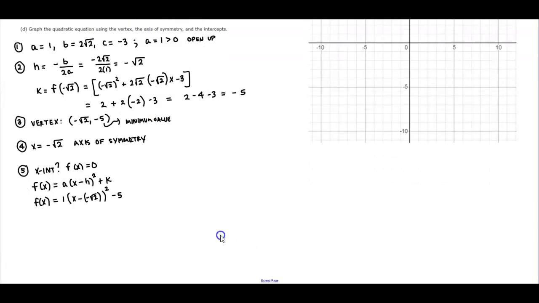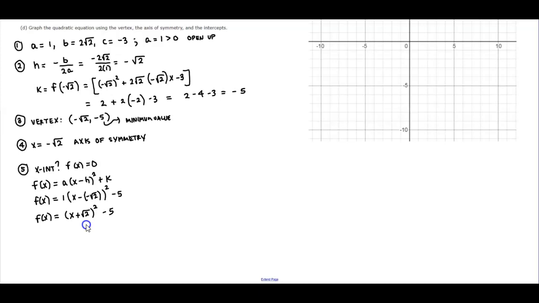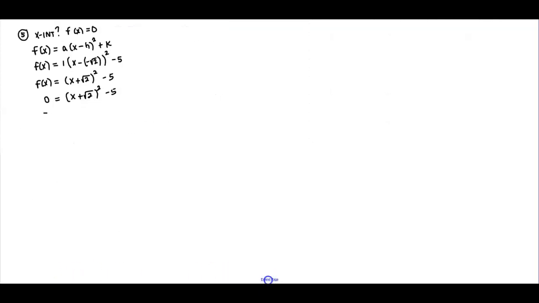So let's go ahead and finish that part again. We have f of x equal to 1 times x plus the square root of 2 squared minus 5. And now recall that we want to let f of x equal 0 to find the x-intercepts. So therefore, 0 is equal to x plus the square root of 2 squared minus 5. So if we add 5 to both sides, then we get x plus the square root of 2 squared equals 5. And then we're going to take the square root of both sides.